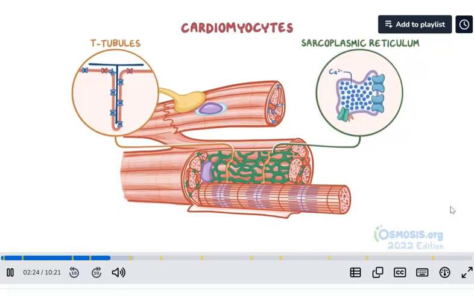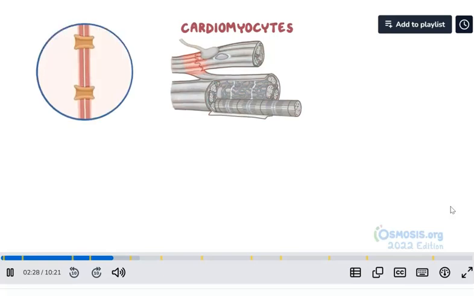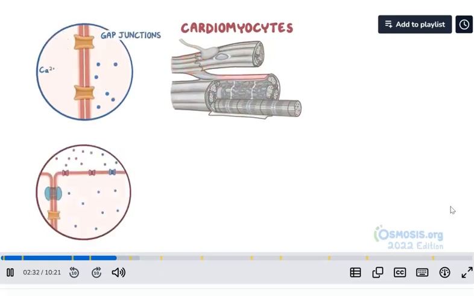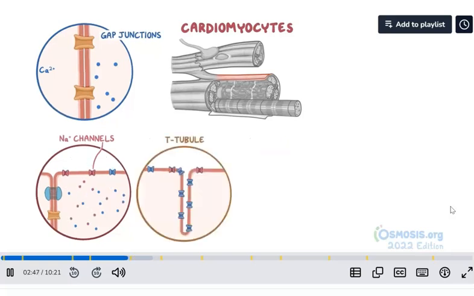calcium. When a depolarization wavefront hits a cardiomyocyte, a few calcium ions flow through gap junctions. Looking at the cell membrane, if a threshold membrane potential is reached, then sodium channels start to open up. If there's a depolarization, then calcium and sodium ions start to move across the cell membrane and into the cell. That's where the T-tubules play a key role by bringing calcium deep into the cell.